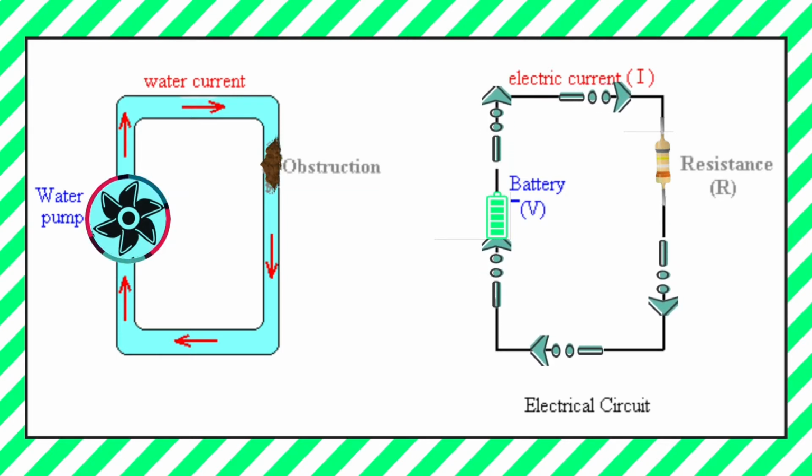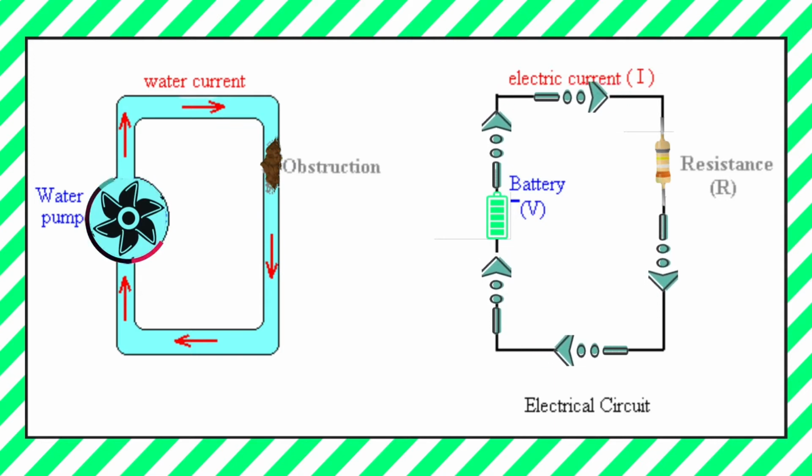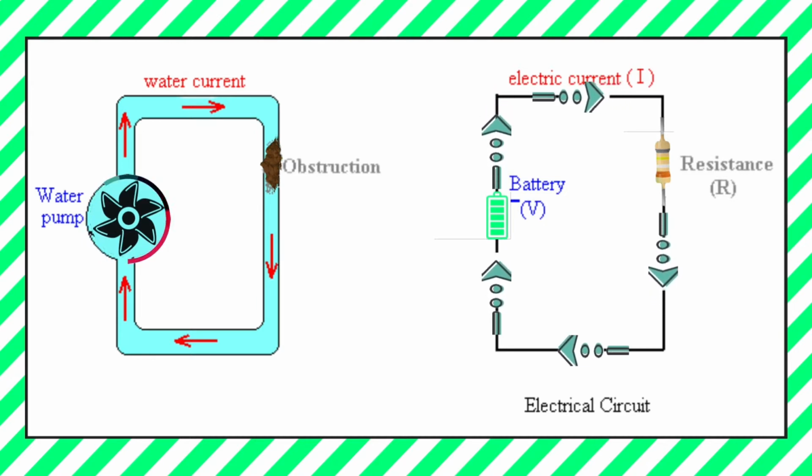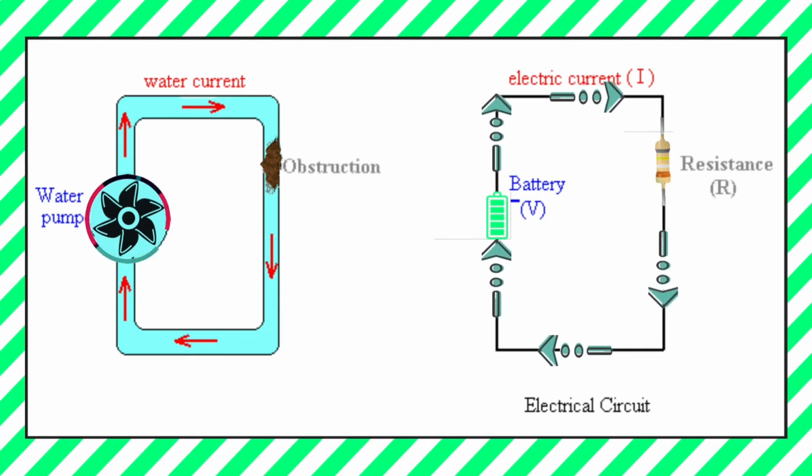Analogously, in an electrical circuit, a voltage source, example, a battery or power supply, supplies the electromotive force for current flow, and the magnitude of the current is determined by the resistance R of the circuit. For a given voltage, the greater the resistance, the less current passes through the resistor, as may be seen from Ohm's law, I equals V by R.